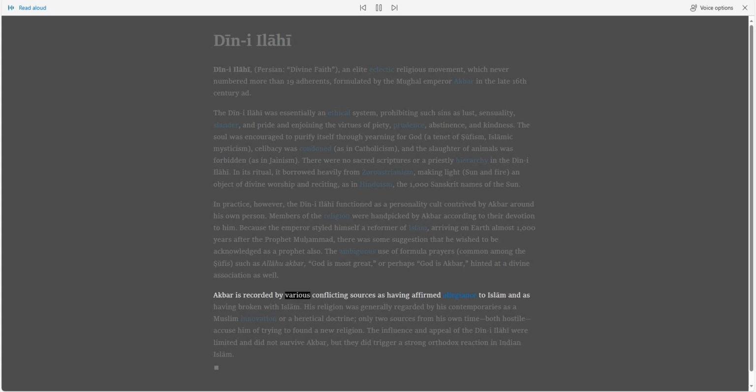Akbar is recorded by various conflicting sources as having affirmed allegiance to Islam and as having broken with Islam. His religion was generally regarded by his contemporaries as a Muslim innovation or a heretical doctrine. Only two sources from his own time, both hostile, accuse him of trying to found a new religion. The influence and appeal of the Din-e-Ilahi were limited and did not survive Akbar, but they did trigger a strong orthodox reaction in Indian Islam.